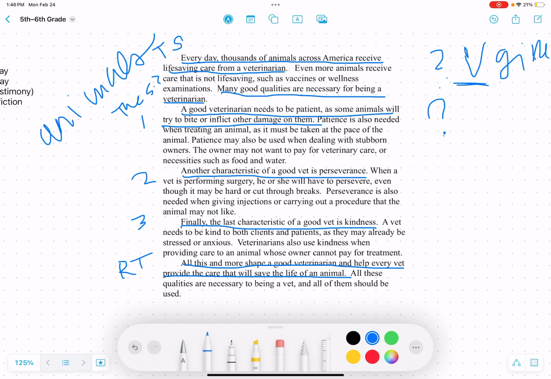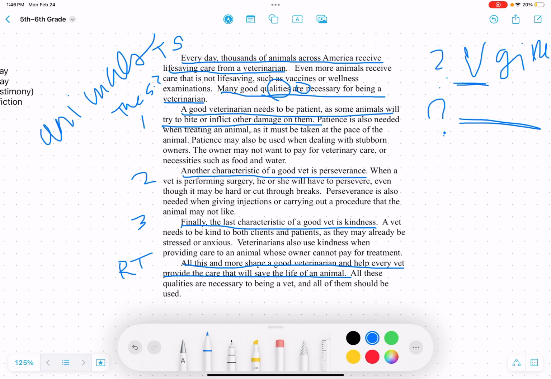Now, let's look at the thesis. Can we strengthen the thesis? So we're still on this second question of, are our topic sentences and our thesis strong? Many good qualities are necessary for being a veterinarian. Okay, what's our subject? Qualities. What's our verb? Are. Now, what do we know about this? Do we want qualities to be our subject? It could be the subject for sure. Qualities, characteristics, that is what we're about ready to talk about.